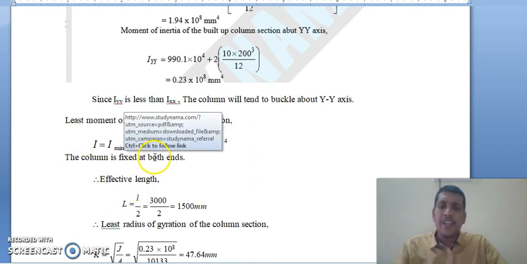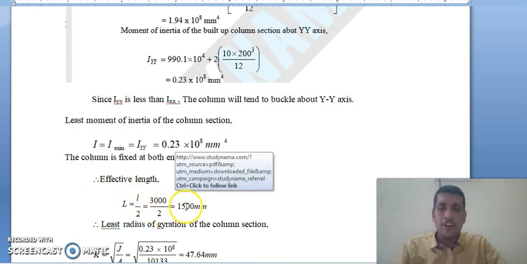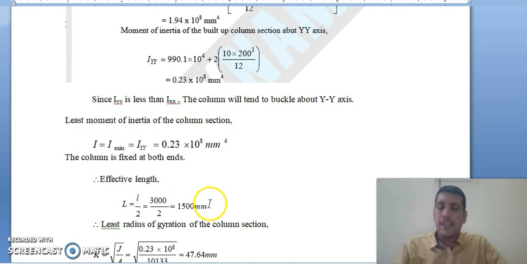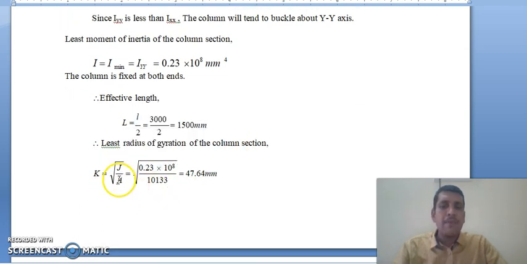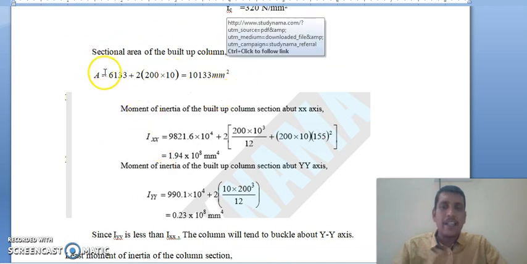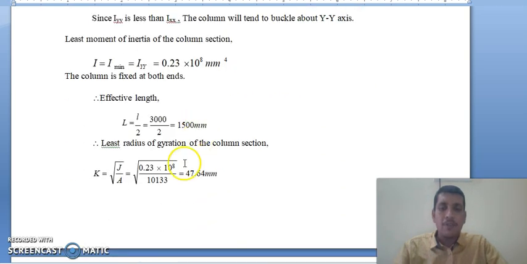So the column is fixed at both ends. So what will happen? The effective length will be equal to L by 2, that is 3000 divided by 2, that is 1500 mm. So least radius of gyration of the section K equal to square root of I minimum divided by A. So the I minimum we have calculated is 0.23 into 10 to the power of 8 divided by the area. So area we have calculated here, that is the total area, that is the ISWB 300 plus area of the plate. I am substituting here area. So we will be getting the least radius of gyration 47.64 mm.